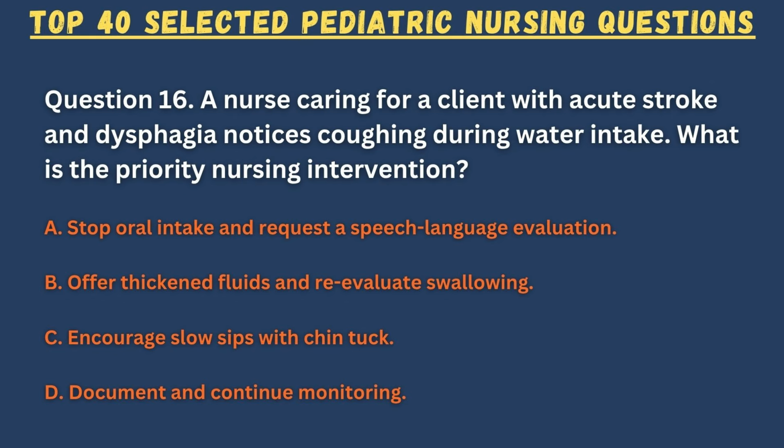Question 16. A nurse caring for a client with acute stroke and dysphagia notices coughing during water intake. What is the priority nursing intervention? A. Stop oral intake and request a speech-language evaluation. B. Offer thickened fluids and re-evaluate swallowing. C. Encourage slow sips with chin tuck. D. Document and continue monitoring.